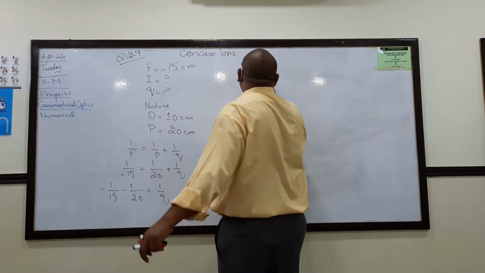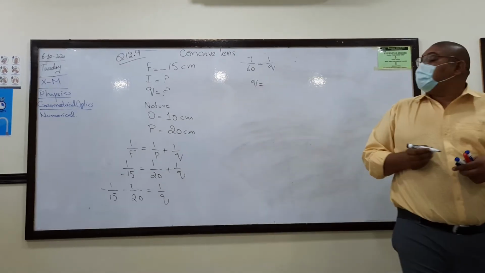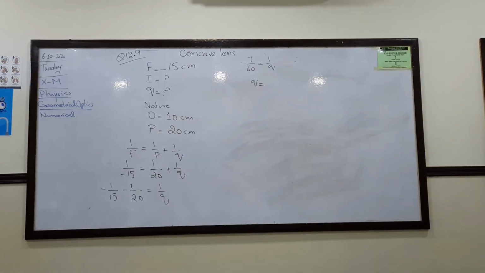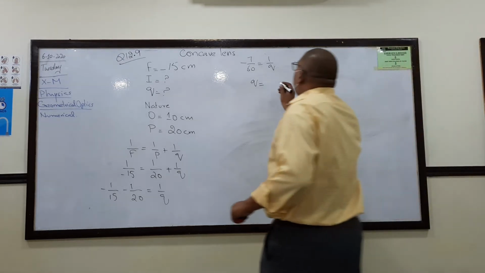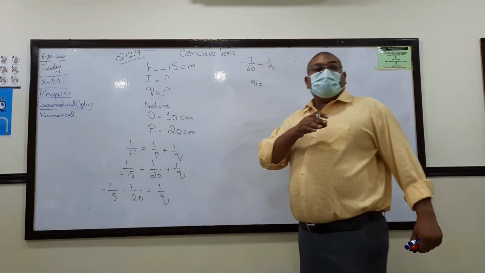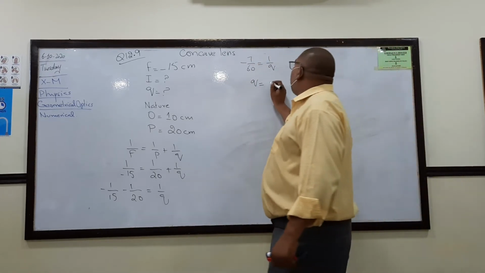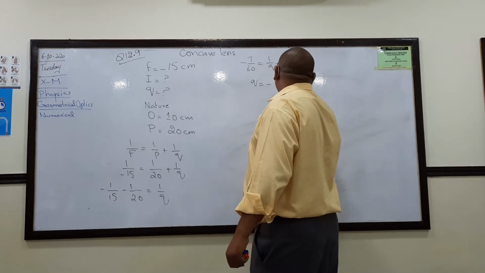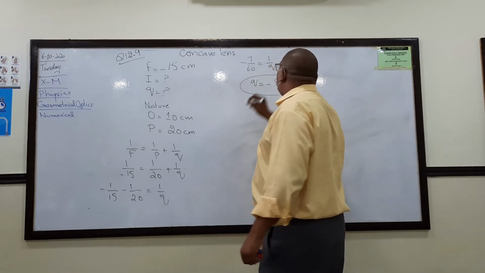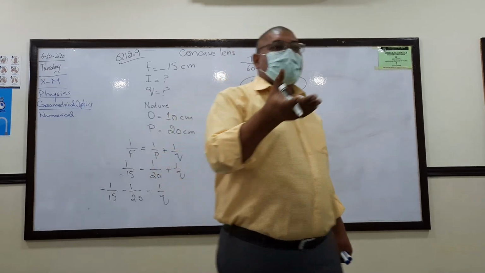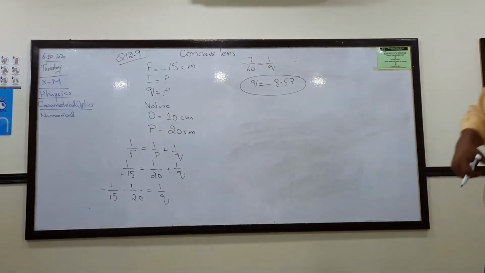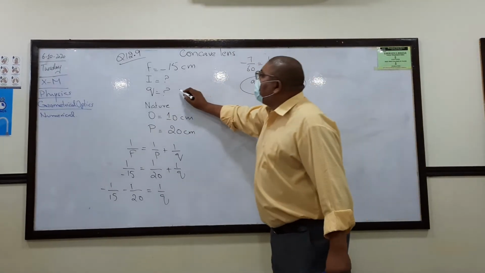So the q will be equal, don't delete that answer, 1 divide answer equals. So what's the answer? Minus 60 over 7. Get me the answer in decimals. Minus 8.57. Check if this is correct. This is correct. Okay. So I got the value of q.